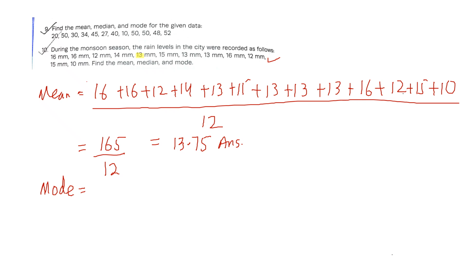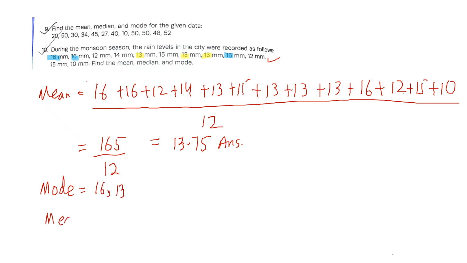13 is appearing once, twice, thrice, and then you have 16, which is appearing once, twice, thrice, and the others are appearing fewer times. So that means there are two modes, 16 and 13. So I will write that 16 and 13 are the mode.